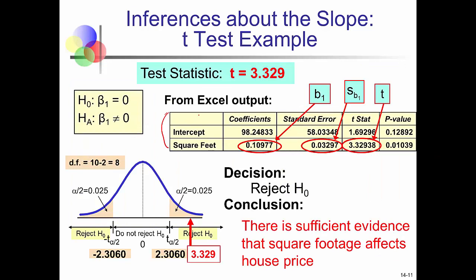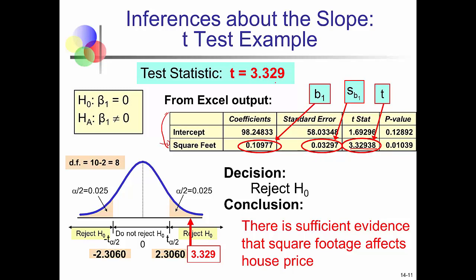This piece is copied right out of the Excel output. Minitab also provides us this output. We're going to look at the row that says square feet because we're trying to make an inference on this coefficient associated with square feet. Our B1, or our estimate of beta 1, is this 0.10977. The standard error is given here, 0.03297, but our t-score is already calculated for us, so we don't actually have to do the work. Excel has already taken B1 minus 0 and divided that by the standard error to get our t-statistic, or our t-score, of 3.329.